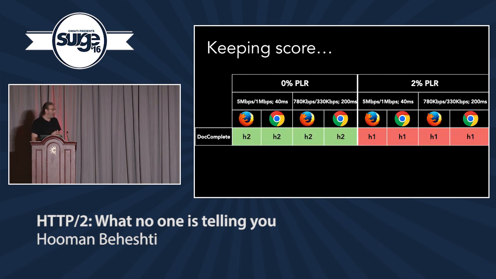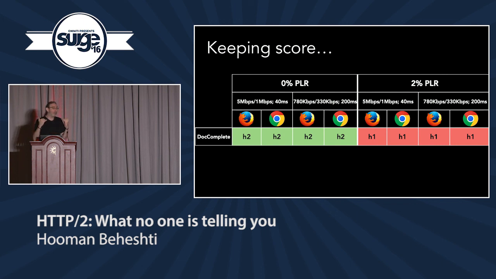To make things a little bit easier to digest, I made a scorecard with the extremes. So 0% packet loss versus 1% packet loss, 2% packet loss. Obviously, we see that with document complete time, H2 is not doing so good with high packet loss.